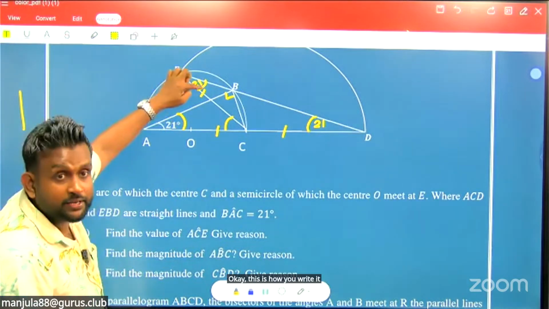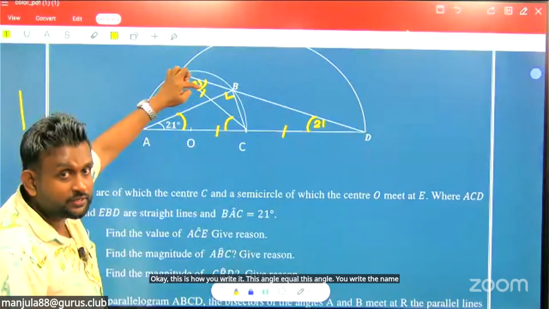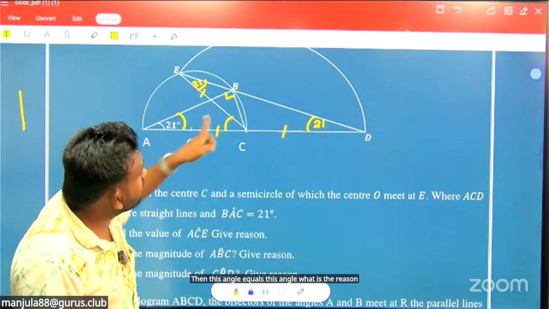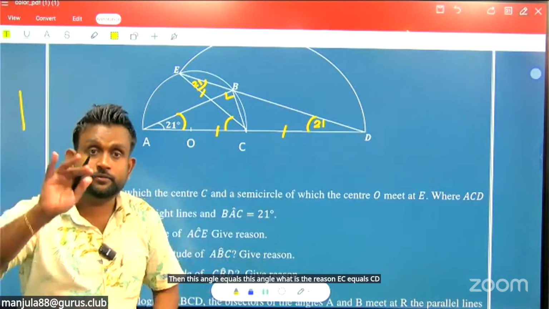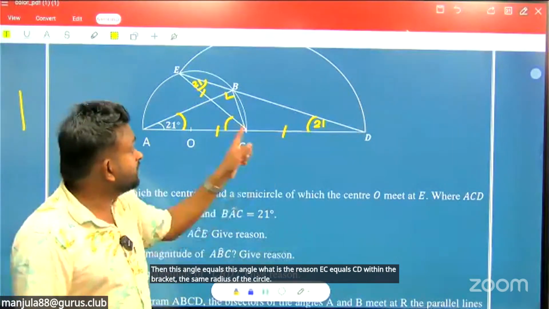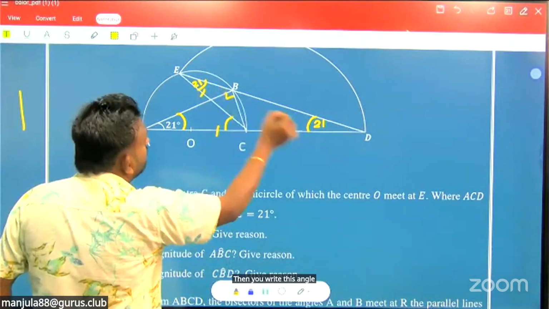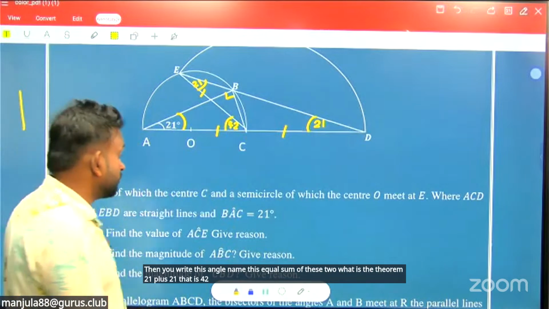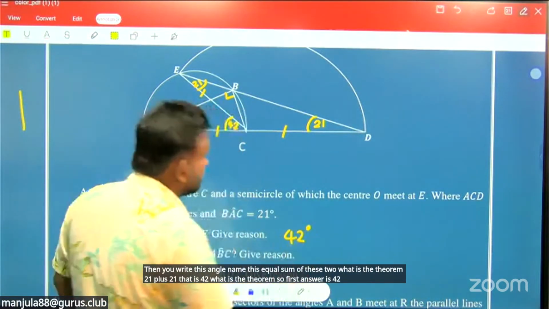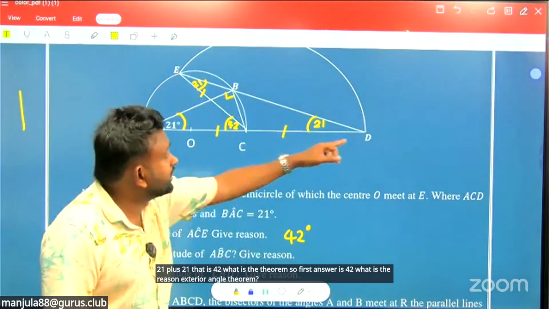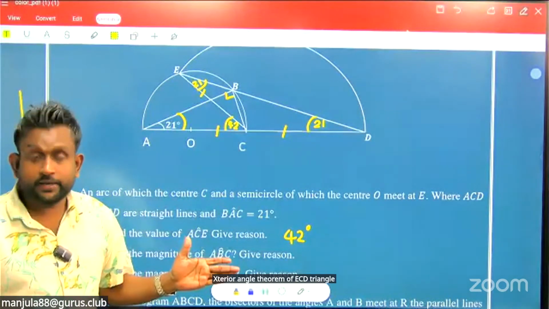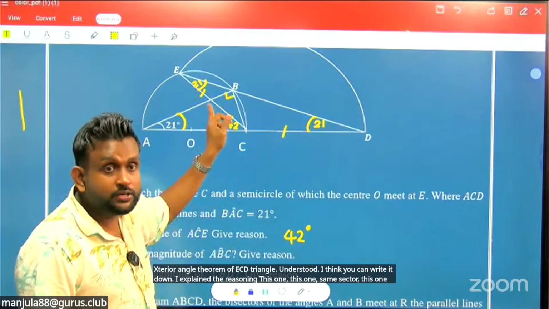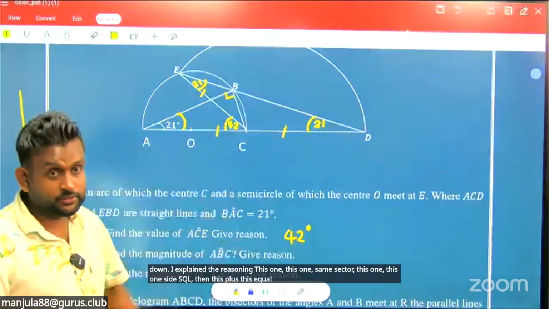This angle equals this angle. You write the name and 21. What is the reason? Same sector angle. Then this angle equals this angle. What is the reason? EC equals CD, within the bracket, the same radius of the circle. Then you write this angle name, this equals the sum of these two, 21 plus 21, that is 42. So the first answer is 42. What is the reason? Exterior angle theorem of triangle ECD. Understood? I think you can write it down. I explain the reasoning. This one, same sector. This one, sides equal. Then this plus this equals this one, exterior angle theorem.